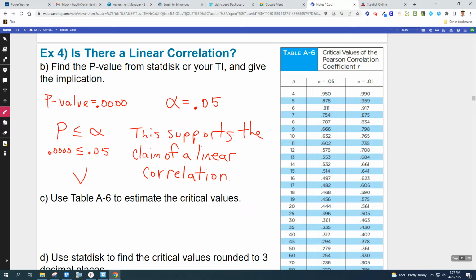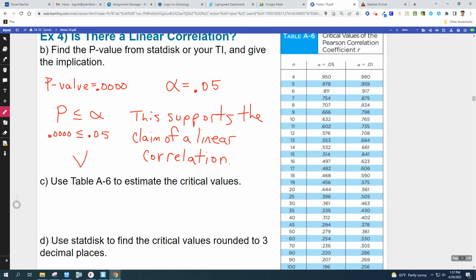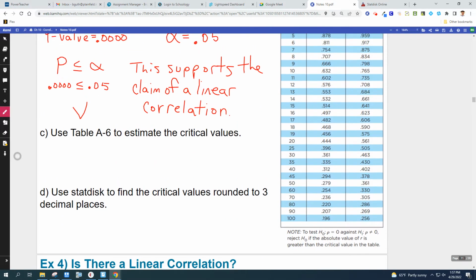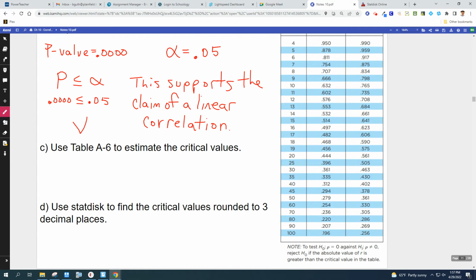All right. So it says use table A6. We're kind of torn between two worlds. The old world is we had to use a bunch of tables and charts and stuff. The new world is everything's done through technology and calculators and websites. And so this has taken us back to the old world, how we would have to do this without the technology. We've got this table to estimate the critical values.